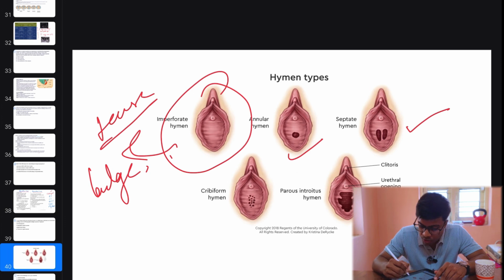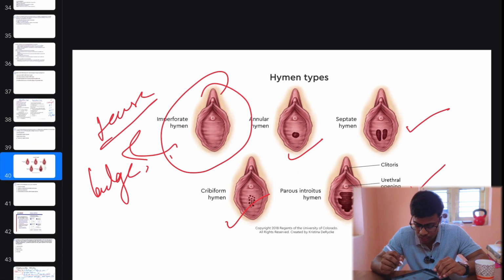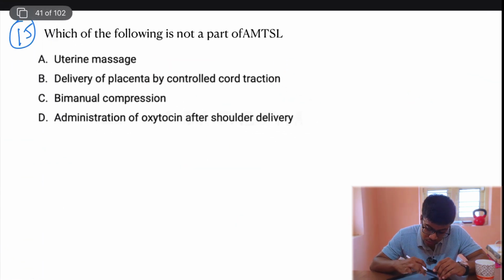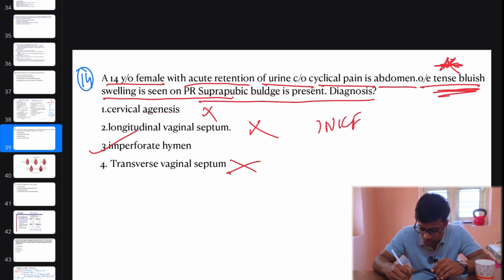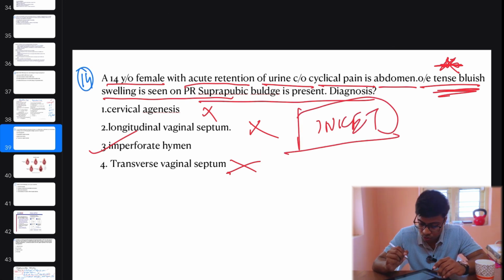And the remaining are annular hymen, septate hymen, cribriform hymen, and this is introitus hymen. So you have to see which of the following applies, and by the way, that question was recently asked in INICET. So it's a recall question. You have to see this because questions do repeat.